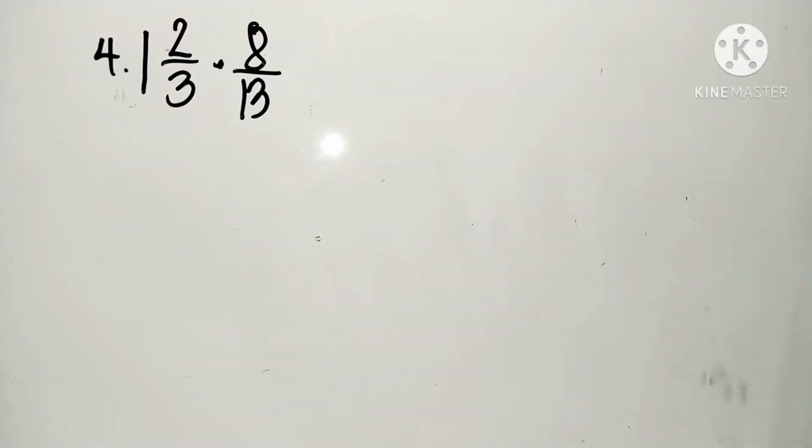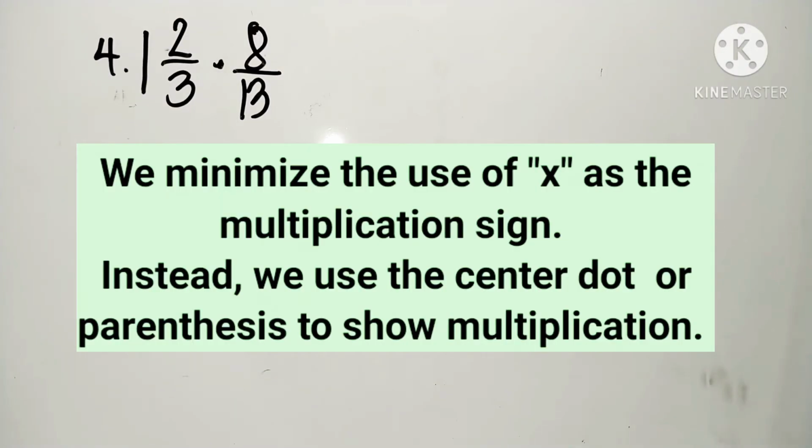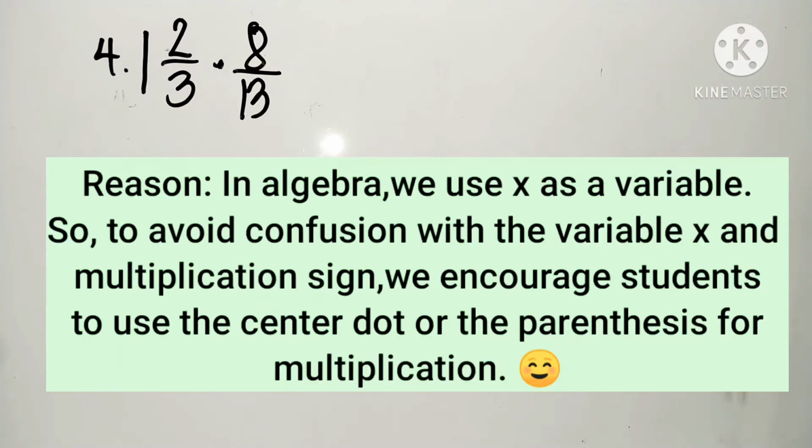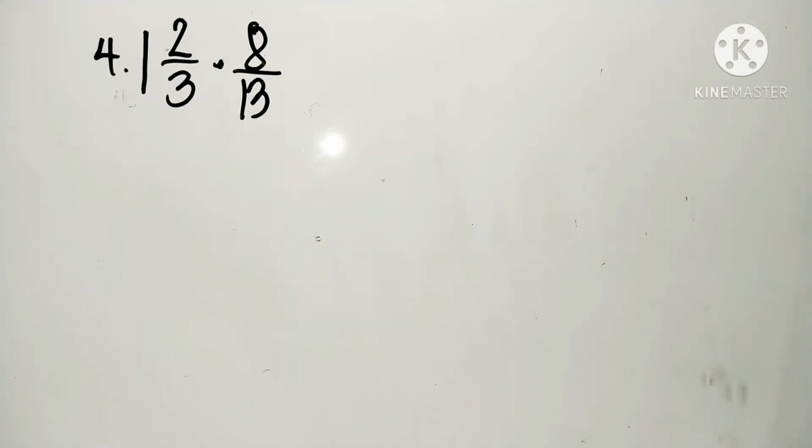Para nga po pala sa nagtataka ha, sa high school kasi, hindi na kami gumagamit ng X mark to indicate multiplication. So, common yung ginagamit na namin is yung center dot o kaya naman parenthesis to indicate ang aming operation na ginagamit ay multiplication. Okay, so sa case na to, we have 1 and 2/3 times 8 over 13.